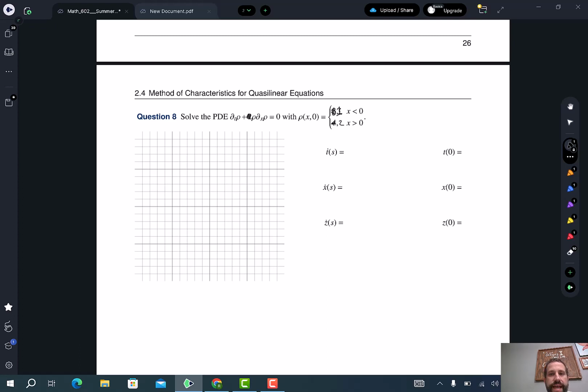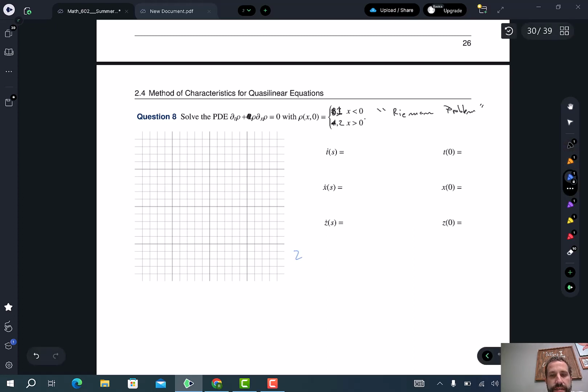So this is an initial value problem because we know the initial distribution when t is equal to 0. We call a problem like this a Riemann problem whenever the initial data is discontinuous like this. Okay, and so we're just going to use method of characteristics.